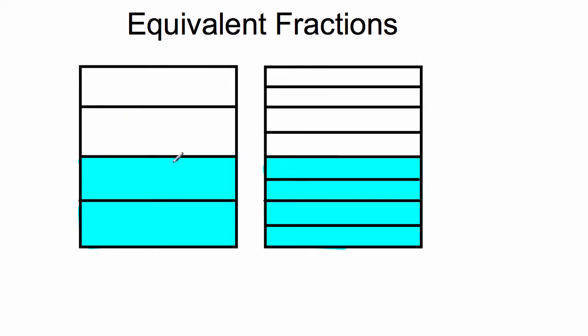So let's write the fraction for each one. This one has 1, 2, 3, 4 parts to it. So in my denominator I got to put a 4. And the amount that's shaded is 2. So this rectangle right here has 2/4 shaded blue.